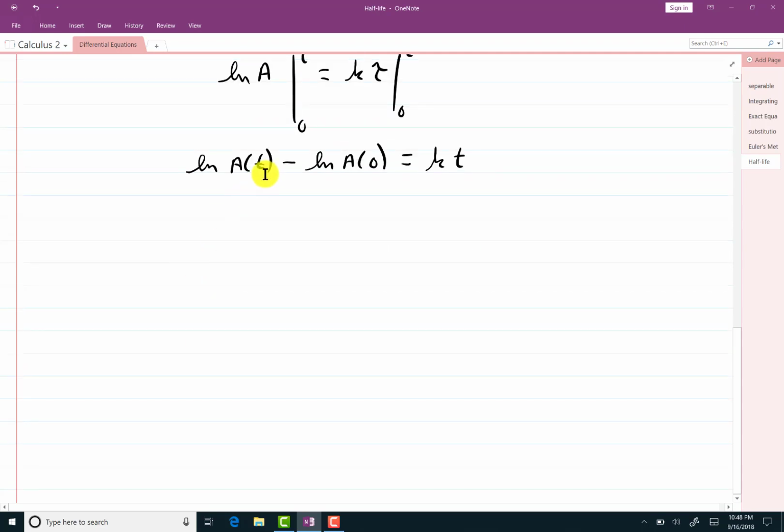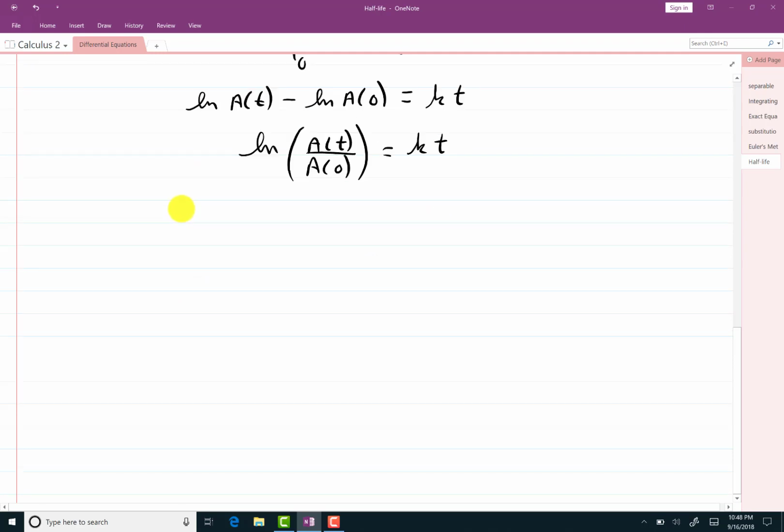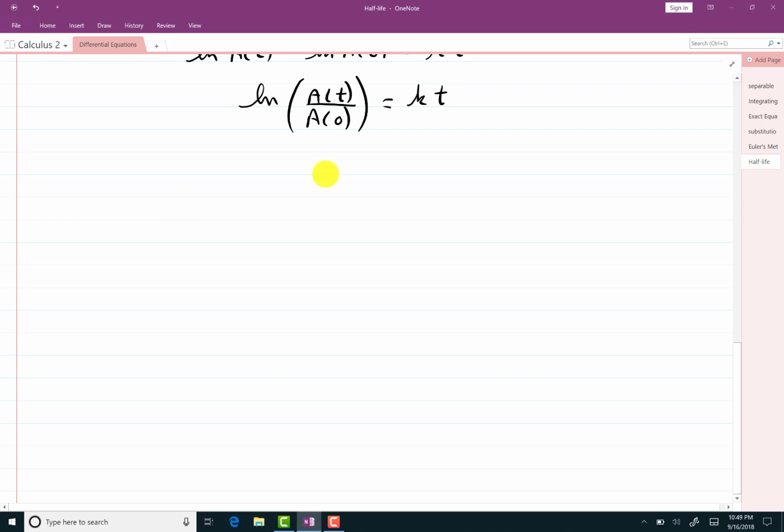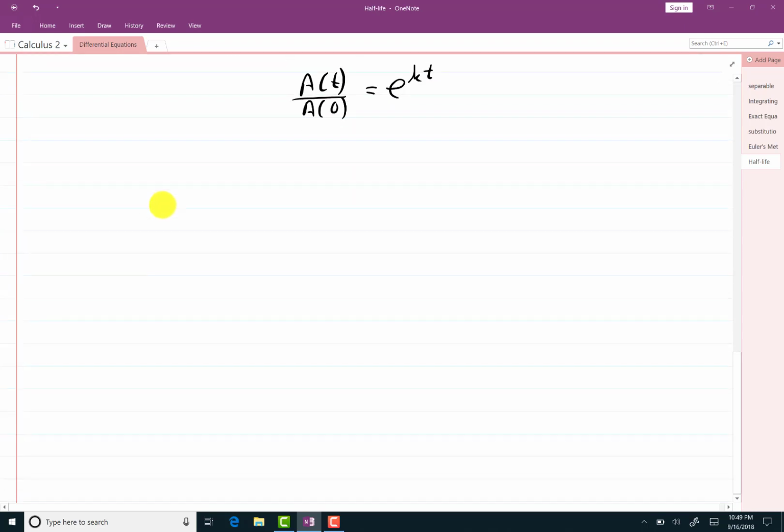Let me use a property of logarithms to rewrite the left side as the natural log of A of t all over A of 0 equals kt. I'll take e to both sides, and so I'll get A of t all over A of 0 equals e to the kt, and I'll multiply through by A of 0. Remember, A of 0 is the same as A sub 0.